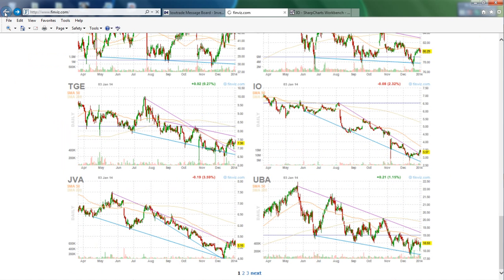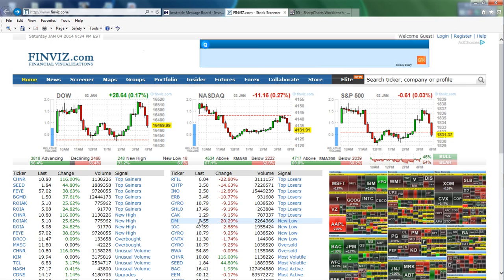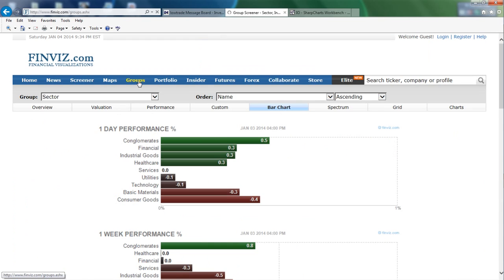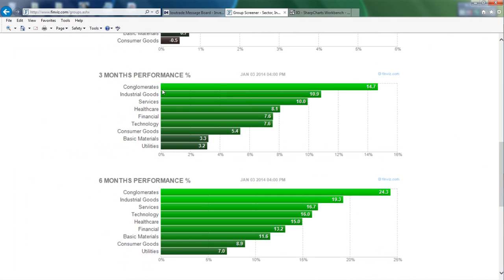Okay, we'll go back. I'm going to give up on finding something on charts. Let's say I'm starting from the beginning. Let's see what's been really interesting lately. You go up to groups and see what the performance is. Conglomerates, 6 to 3 months, conglomerates have been on the top. There's only 20 conglomerates, and out of 20, there's only 5 that have any volume, so conglomerates are a waste of time.